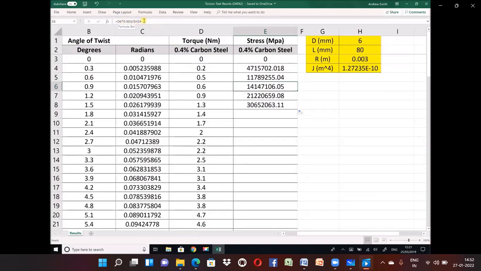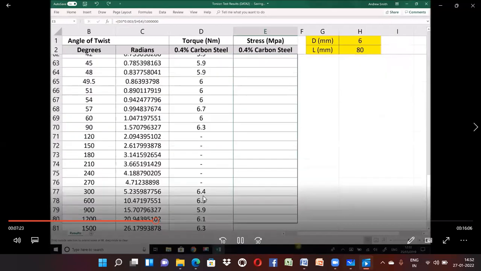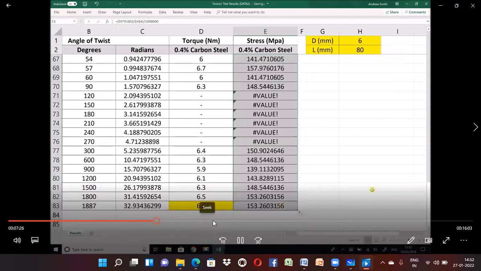Now we do have one more modification to do here, because I've calculated the stress in pascals, and we actually want that in megapascals. So to get from pascals to megapascals, we need to divide by 1,000,000. So here, in my formula, I'm going to put a bracket at the start, a bracket at the end, and I'm going to divide by 1,000,000. So divide by 1 with 6 zeros: 1, 2, 3, 4, 5, 6. And now I'm happy with that. I can paste that formula down to the bottom of the column, like so.